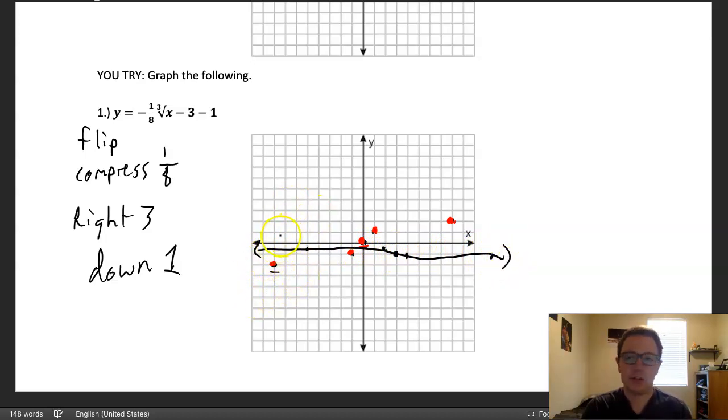Now the graphing of cube roots is definitely difficult, but we need to make sure that we understand all of our transformations, and we'll be working with the graphing a little bit more in the future.